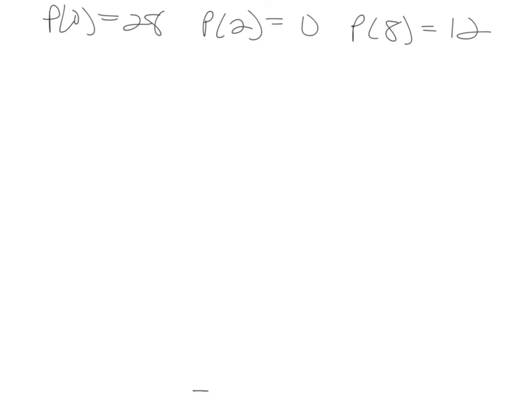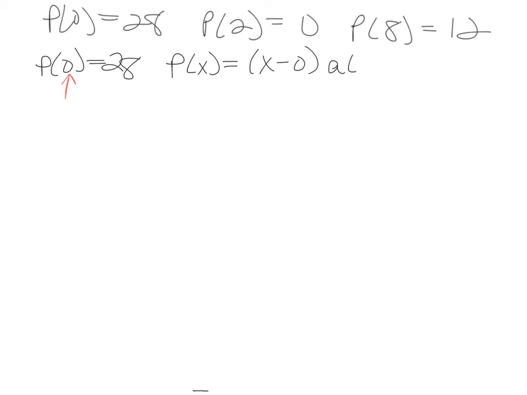Okay, the first thing we're going to do is just attack the P of 0 equals 28, and we're using the remainder theorem, so we know that P of x equals x minus 0, which we got right there, times a of x plus 28. Okay, that's the whole, I'll write it down here and then erase it.